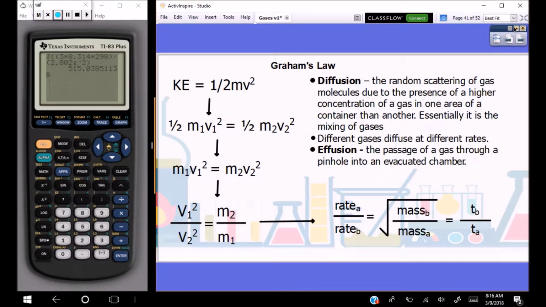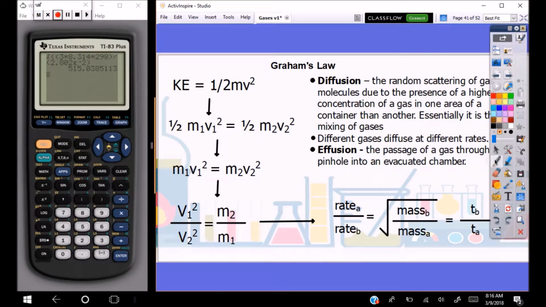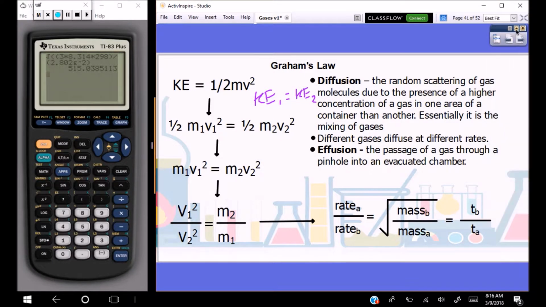So we can relate this through our kinetic energy equation. And so here's the derivation. If the kinetic energy is equal to 1/2 times the mass times the velocity squared, we can set the kinetic energy of two particles equal to each other. So you could say the kinetic energy of some first substance is equal to the second substance. We get 1/2 m1v1 squared equals 1/2 m2v2 squared. Those 1/2s are going to cancel out. And then what we can do is get velocity and mass on one side of the equation.